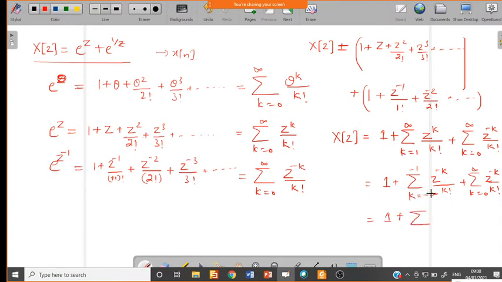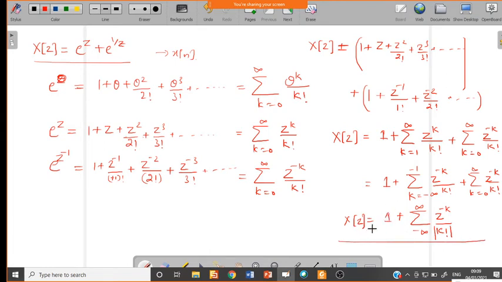Now it is varying from minus infinity to minus 1 and 0 to infinity. Now we can combine it as minus infinity to plus infinity z power minus k by k factorial. So now if we write like this, we will write this as magnitude, because here we are changing the summation order. So in both the cases we are taking only the magnitude. Now this is your x of z, which we obtained in the simplified form.